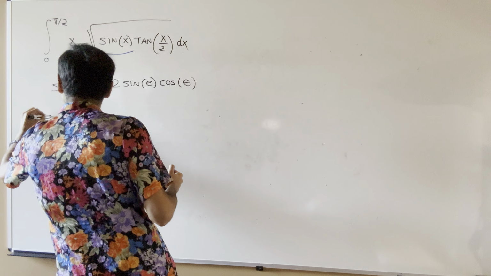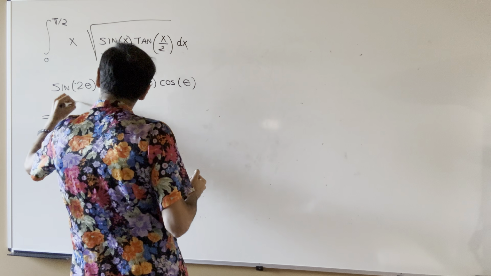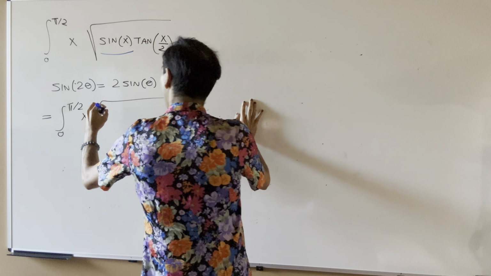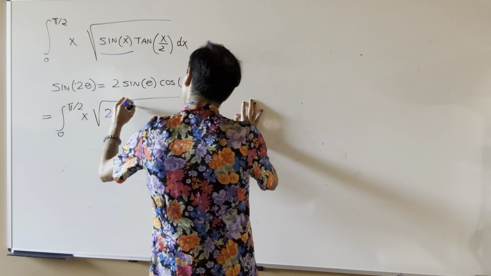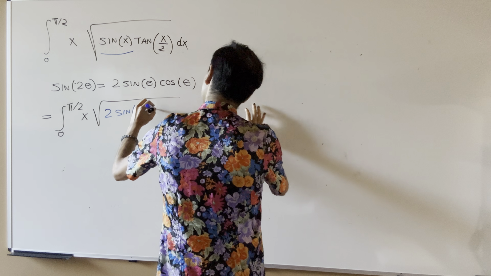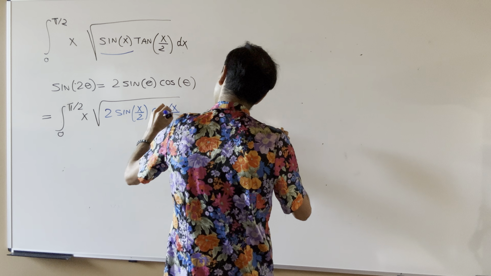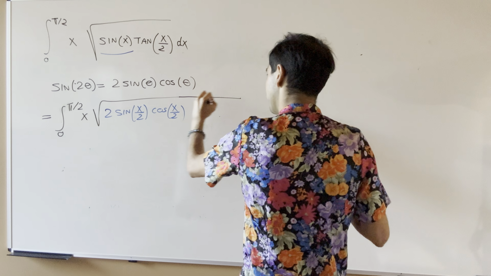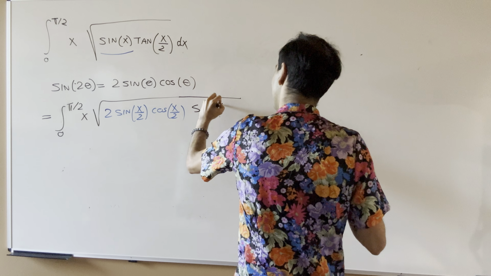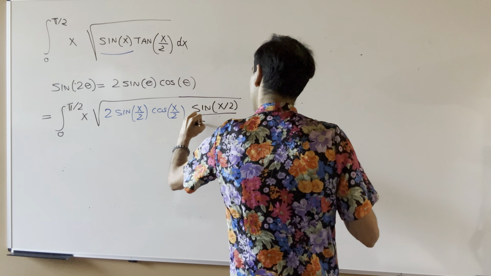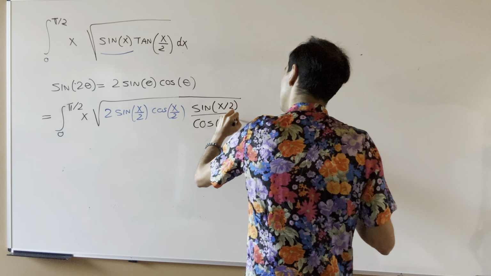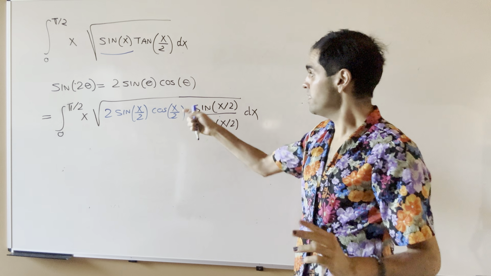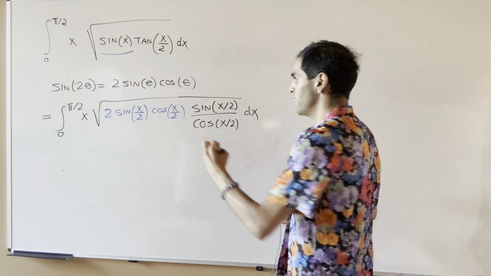And then what we end up getting is the integral from 0 to pi over 2 of x square root of 2 sine of x over 2 times cosine of x over 2. And then the tangent becomes sine over cosine, so that's just the definition of tangent, over cosine of x over 2 dx. And the cool thing to notice is, first of all, that the cosines disappear.